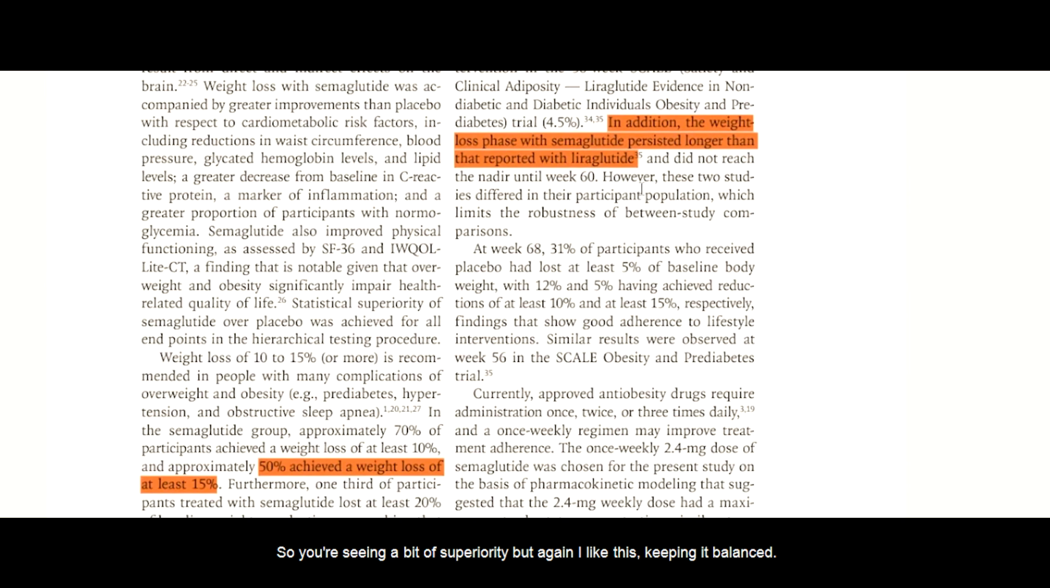But again, I like this. They're keeping it balanced. The two studies differed in their participant population, and that limits robustness. And you should always, always, always be careful of cross-trial comparison.